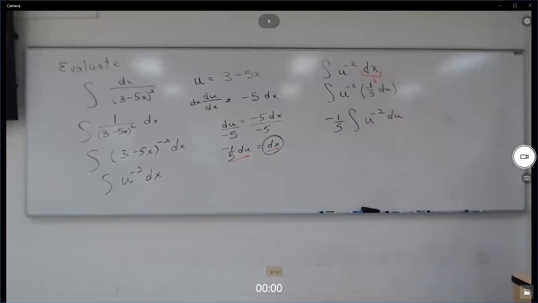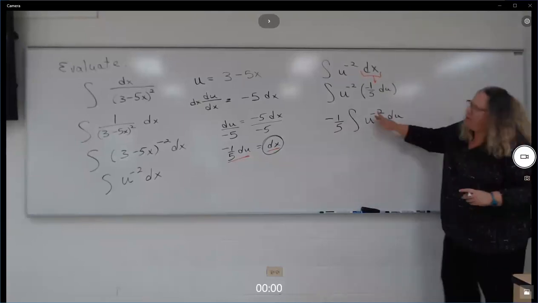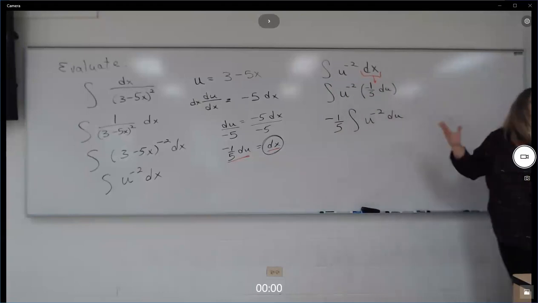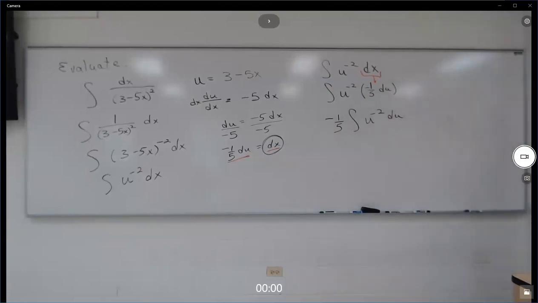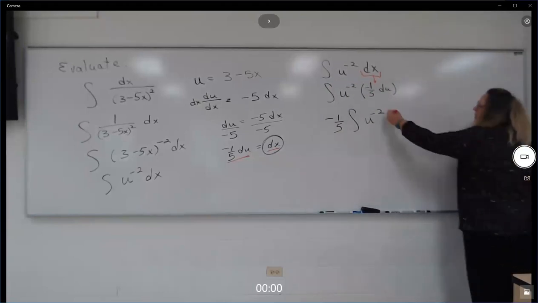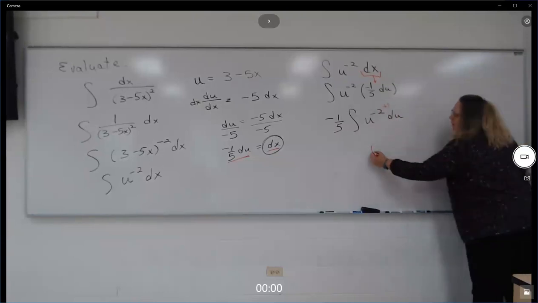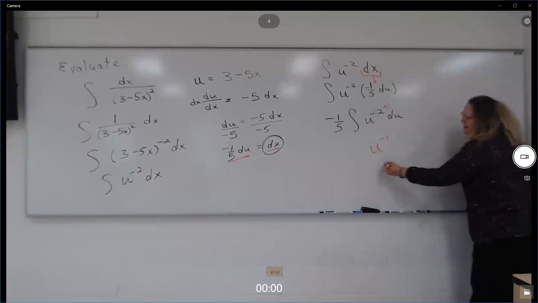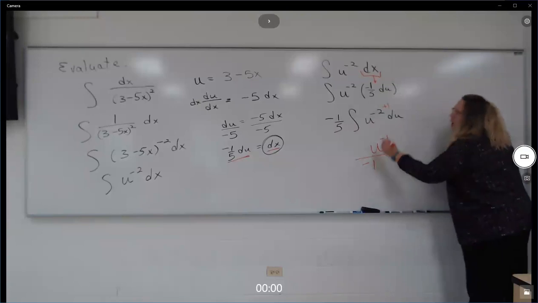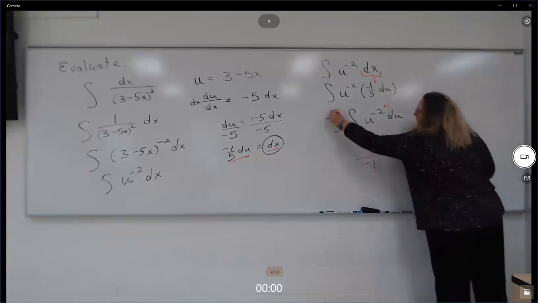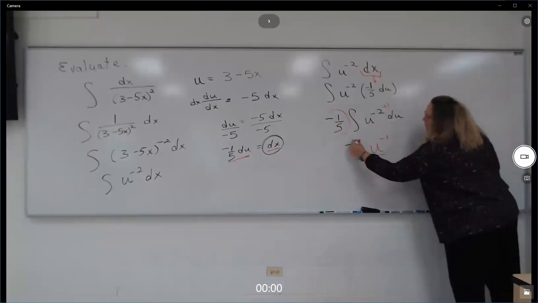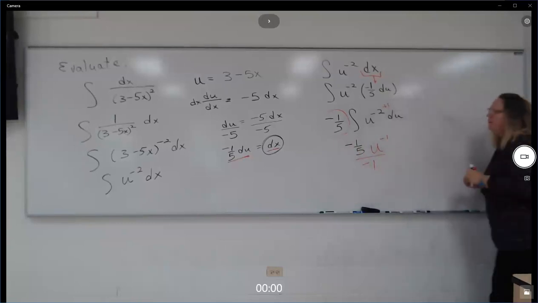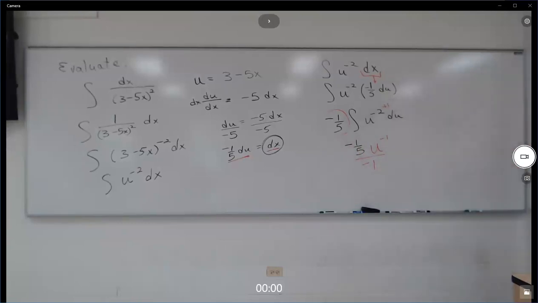Okay, now we're ready to go. This we can take the integral of. That we couldn't. So we had to rearrange it so it was something that we could work with. Add 1, divide by the new. So that gives us u to the negative 1, divided by the new. But don't forget that we also have this guy, negative. At least the negatives are kind of nice.